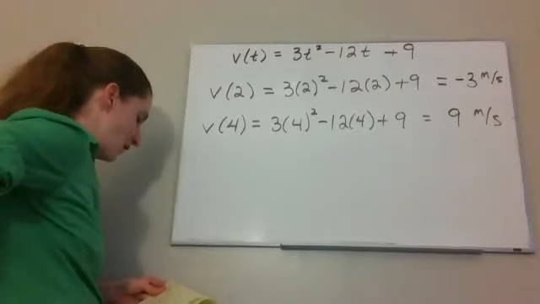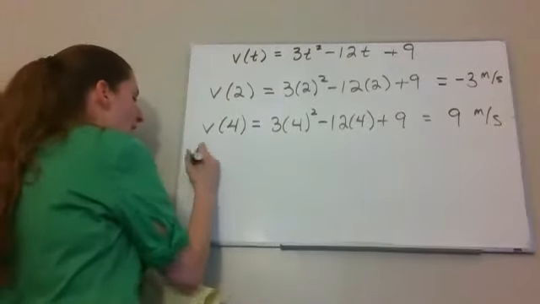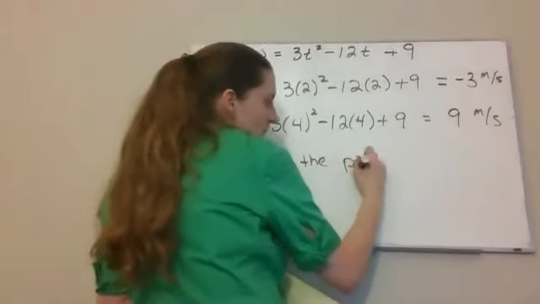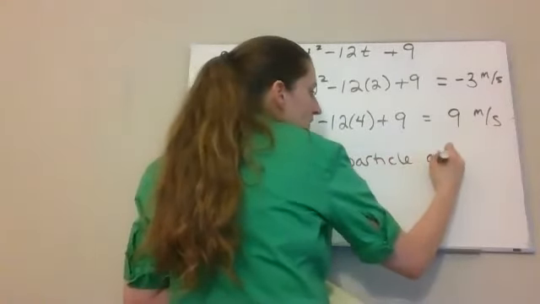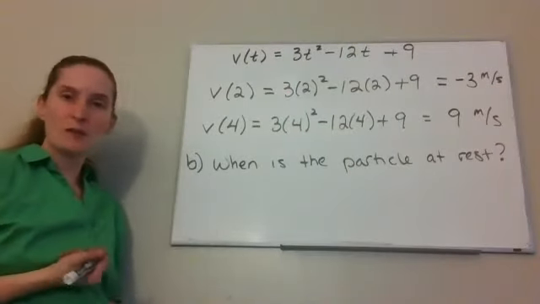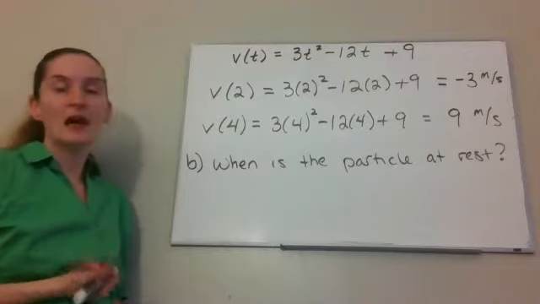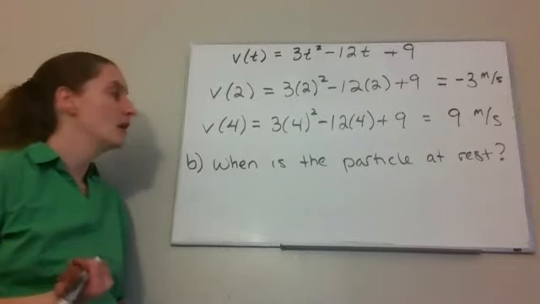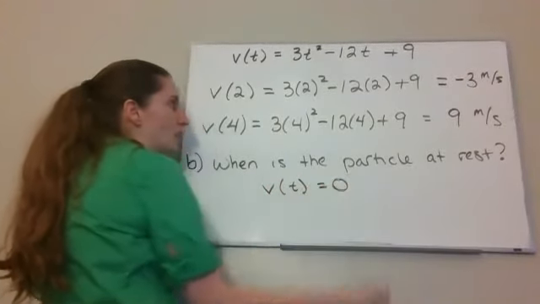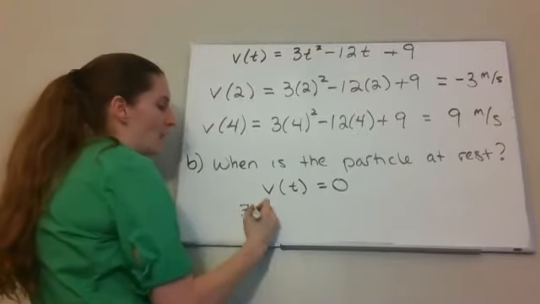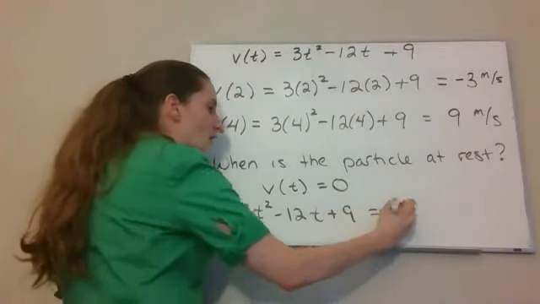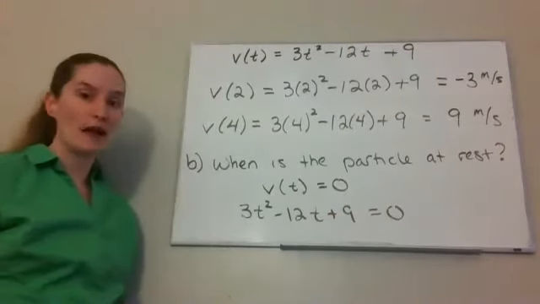Part B, when is the particle at rest? So we have to think about what that means. When is the particle at rest? When it's not moving anywhere. That means its velocity has to be 0. So I need to solve velocity is equal to 0. Let me write down my velocity. And we need to solve that equation to figure out when the particle is at rest.